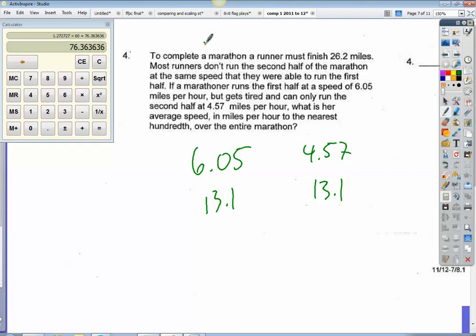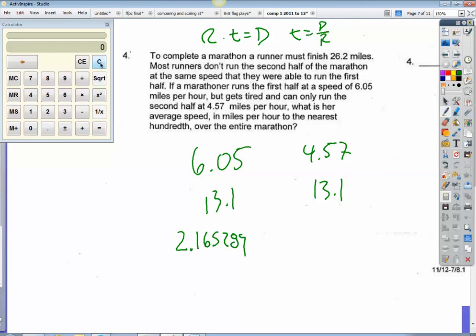Rate times time is equal to distance. So you know that time is equal to distance divided by rate. So my distance is 13.1. Of course it's 13.1. 13.1 divided by my rate, which is 6.05. And so this part took me 2 hours and a fraction of minutes. I'm going to hold on to that.